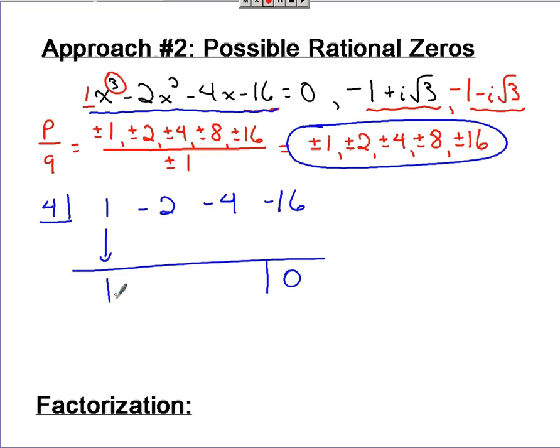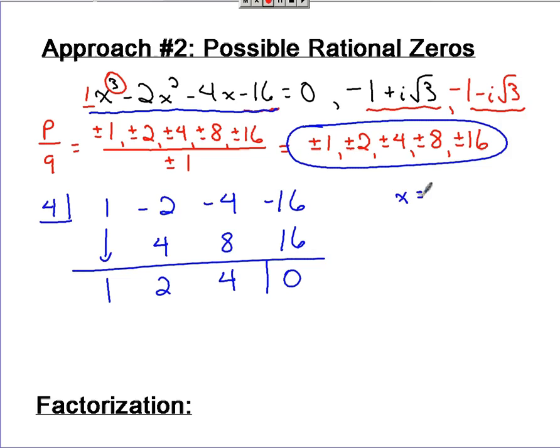I show my mathematics here to justify that this is a root. So bring down the 1, do the synthetic division, multiply back the box here, get 4, add through, get 2, multiply back the box, get 8, add through, get 4, multiply back the box, get 16, add through, get 0. That justifies that 4 is going to be a solution here.